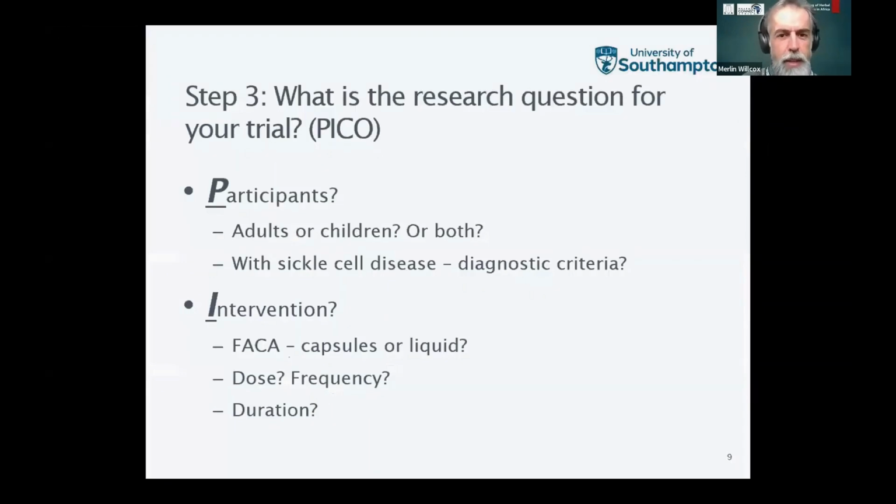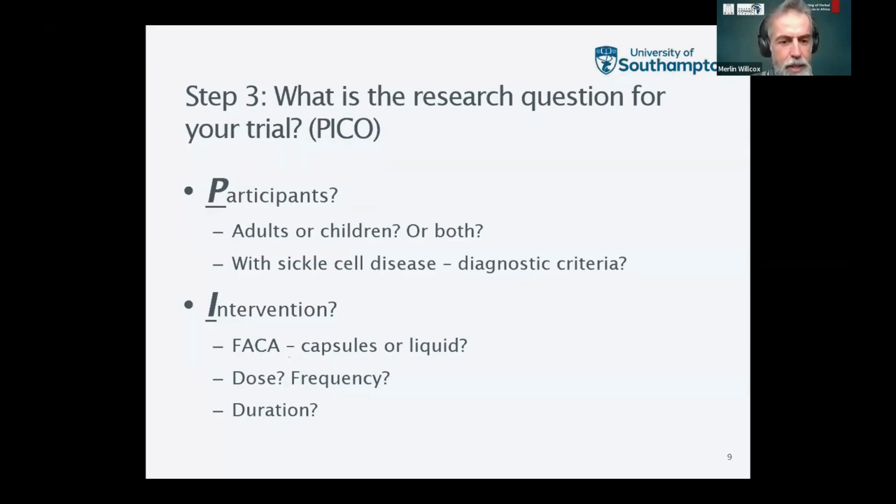Okay, so going back to the PICO question. Who are the participants? Thinking about FACA, should it be adults? Should it be children? Should it be both? And obviously we want to include people with sickle cell disease, but what should be the diagnostic criteria? We need to have a clear definition of what we mean by sickle cell disease. It could be people who are homozygous, heterozygous, both. What diagnostic tests do they need to have had?